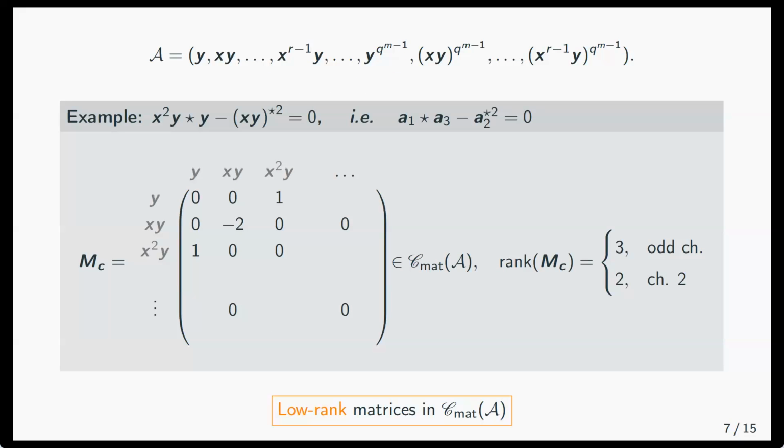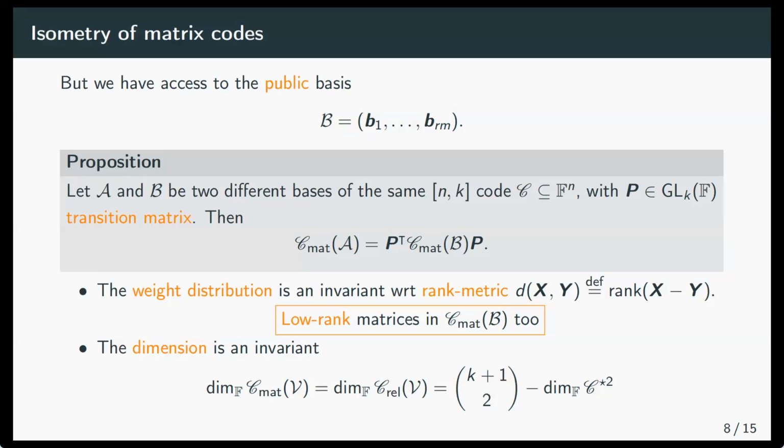So let us come back to our previous example, to our previous identity. The matrix M_C that corresponds to that identity is zero outside the top left three-by-three block. And so basically that's rank 3 in any characteristic, and actually just rank 2 in characteristic 2, because the minus 2 on the diagonal becomes 0. So this means that Sigma of A contains matrices of very low rank. And if you are familiar with code-based cryptography in rank metric, well, this typically suggests that something could be done in that. But okay, one could argue that the attacker does not have access to the basis A, but rather to another public basis B. And well, yeah, that is true.